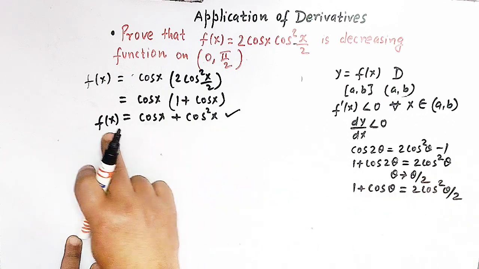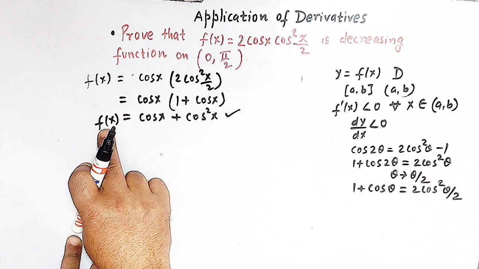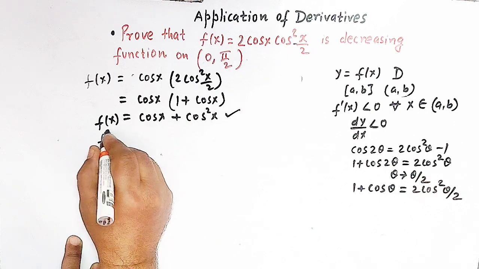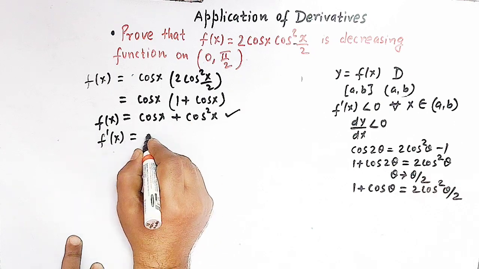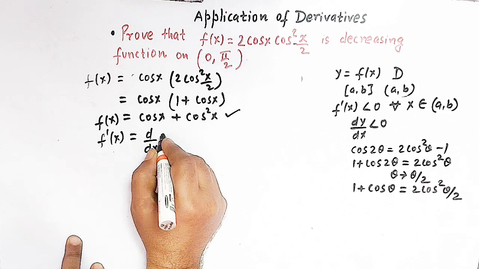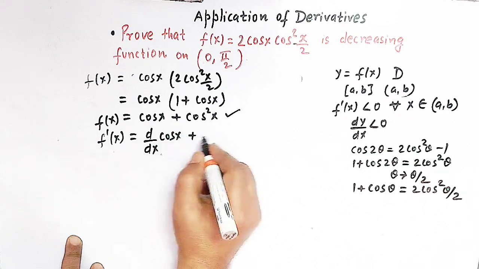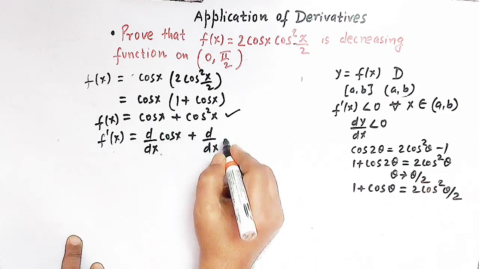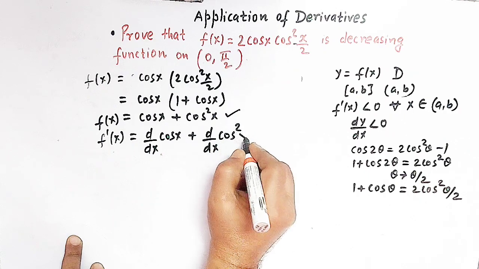So now let us find out the derivative of f of x with respect to x. So f prime of x is equal to d by dx of cosine x, and then we have d by dx of cos square x.